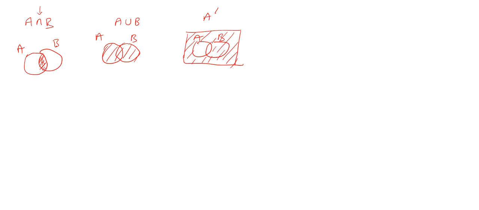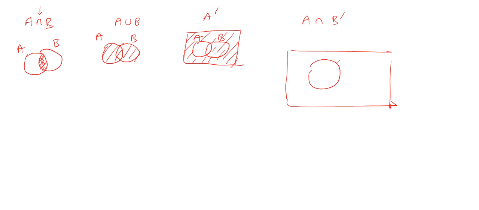If we are asked to do, let's say, A intersect B prime, and I give you a diagram looking like this. This is A and this is B. We want to find out A intersect B prime. What you have to do, first thing, is shade what A is. A is this here, the whole circle.